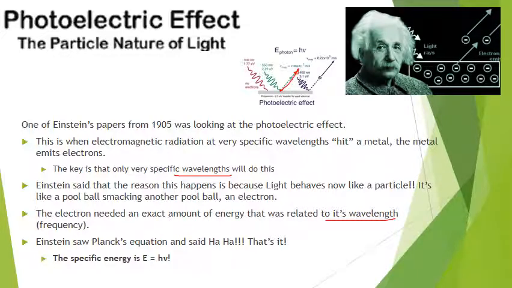The electron needed an exact amount of energy that was related to a wavelength or frequency, because if you know a wavelength, you know a frequency. And so Einstein said, well, how do energy and frequency relate? Well, they relate through Planck's formula. And so Einstein said he could predict the wavelength and the amount of energy needed to knock the electron out using Planck's constant.